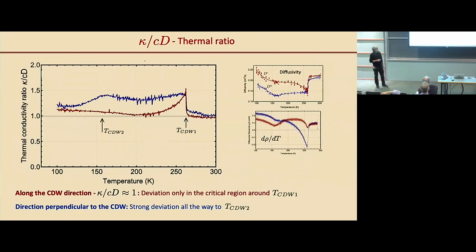The transitions are actually second order transitions. Yeah, so these are second order transitions.